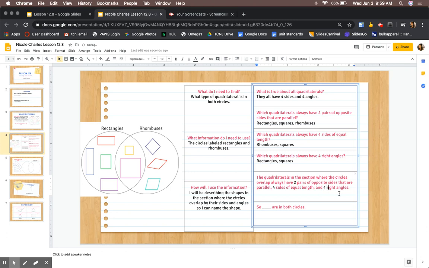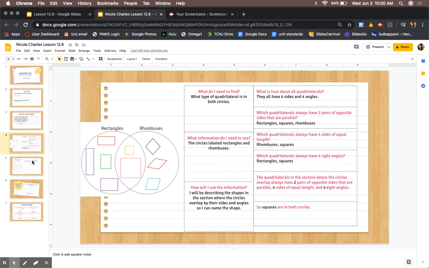So in conclusion, what shape do we know is in the middle of these two circles? So what shape is this? It is a square. So squares are in both circles. As you can see, all the sides are equal length. They have four right angles. So that means that these shapes are a square. So that was a very descriptive way on how we can take steps in order to solve these problems.